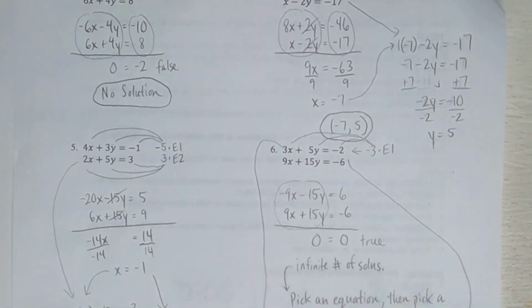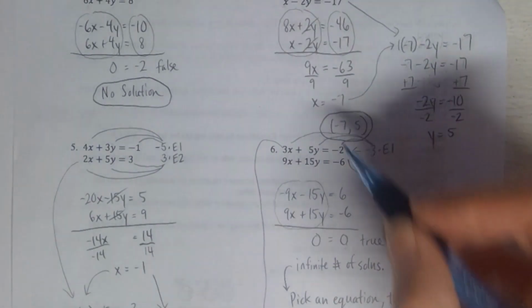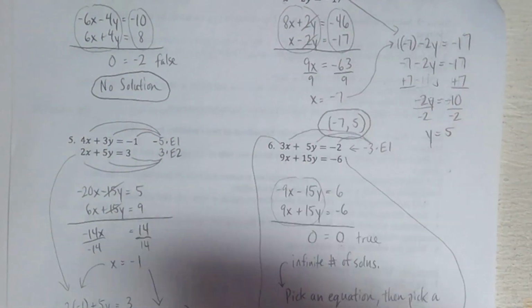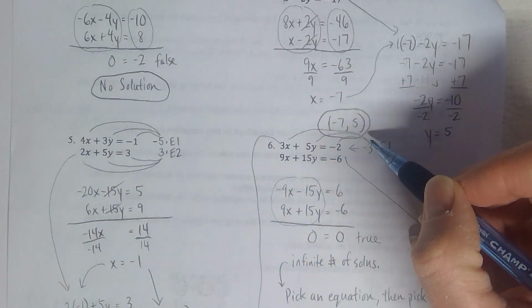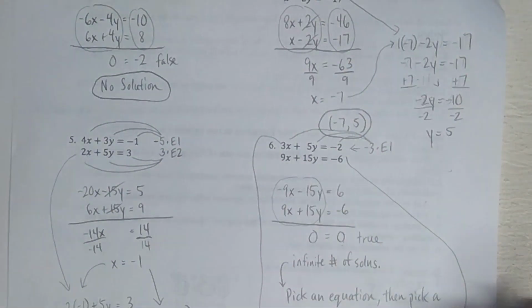And if the variables don't disappear at all, then you just get one x value and one y value, just make it into an ordered pair and then circle that. Again, this is just for the two variable, two equation systems that we're talking about right now. Okay.